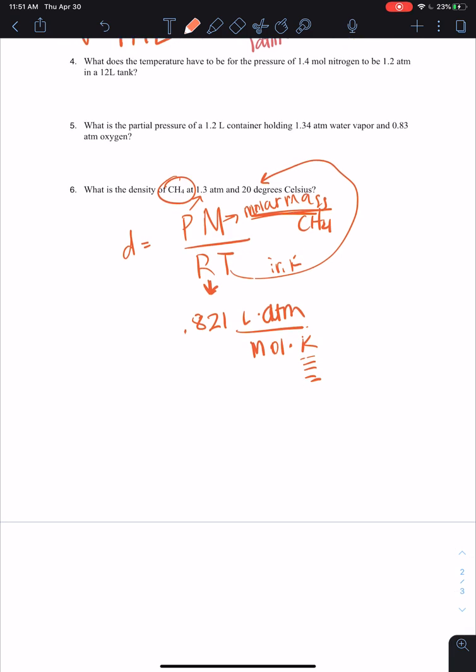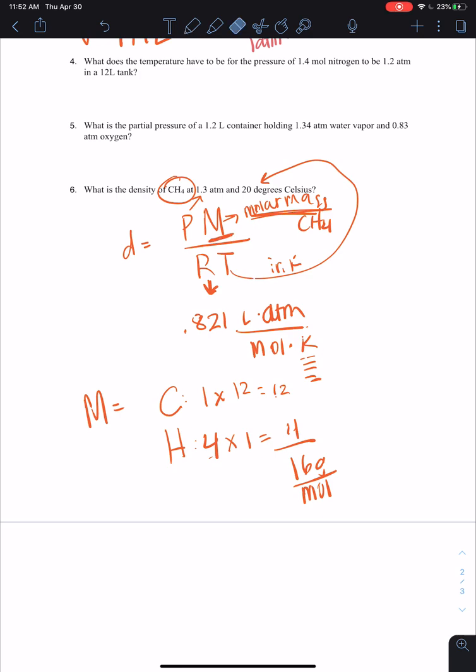So let's find the molar mass real quick. You just take C and H, and then you say how many of C? I have 1. How many of H? I have 4. The mass of carbon is 12, and the mass of hydrogen is 1. So 1 times 12 is 12, 4 times 1 is 4. You add them together and you get 16. So that means that 16 is your molar mass and can go right here.